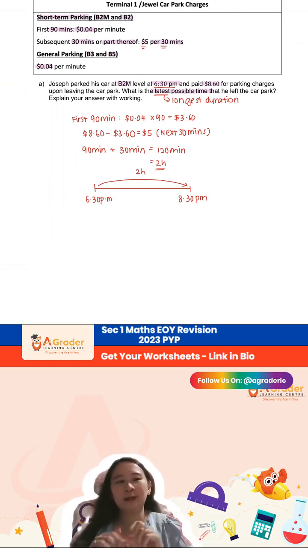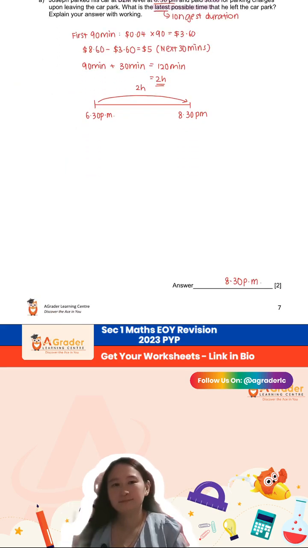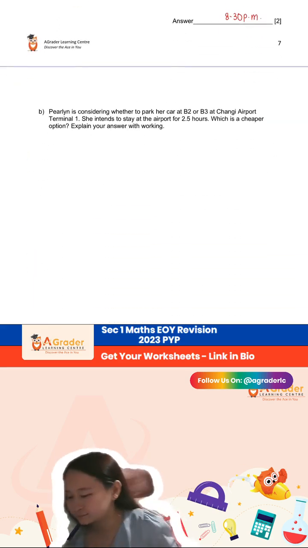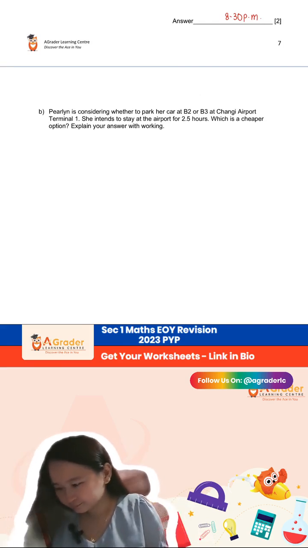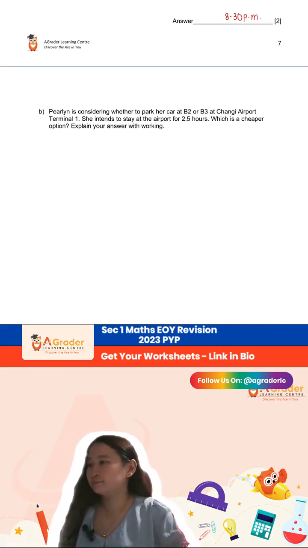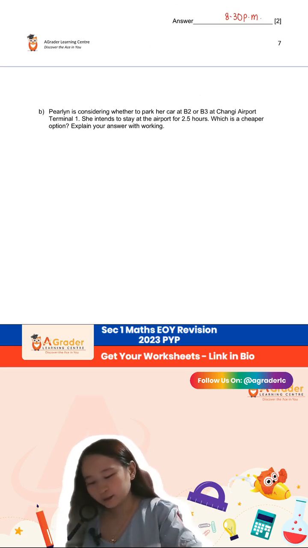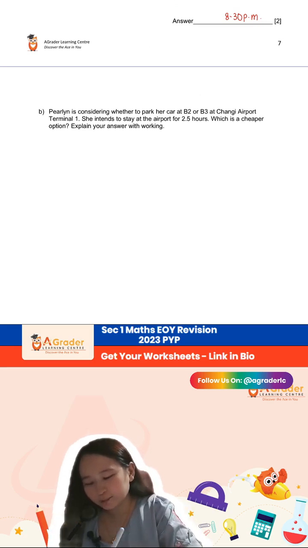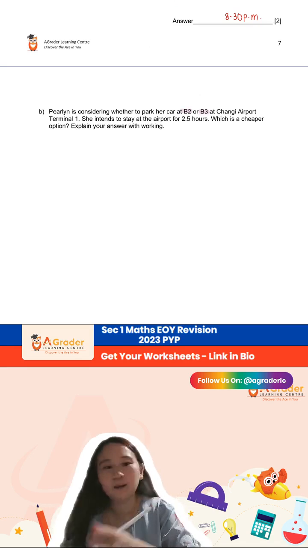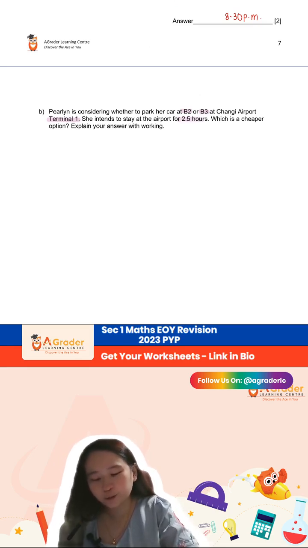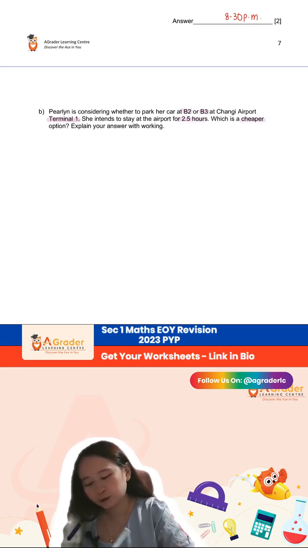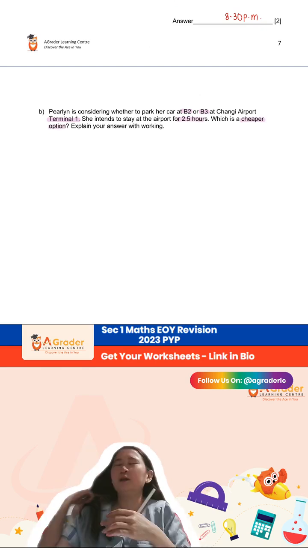Okay, we move on to part B. Helen is considering whether to park her car at B2 or B3 at Changi Airport Terminal 1. She intends to stay at the airport for 2.5 hours. So which is the cheaper option? So you have to calculate how much she needs to pay if she parks at B2 or if she parks at B3.